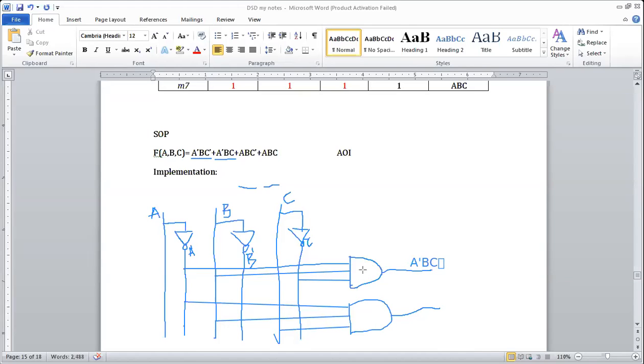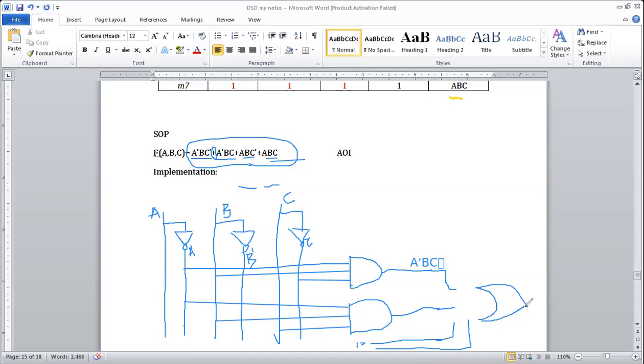Like this, I require another two AND gates for this term and for this term. Okay, at the end, what I am going to do? I am going to add all these outputs. Correct? Suppose think that this is the third AND gate and another fourth AND gate. These are the outputs of 4 AND gates. Now what I require for addition of this? OR gate. So I will connect one OR gate.